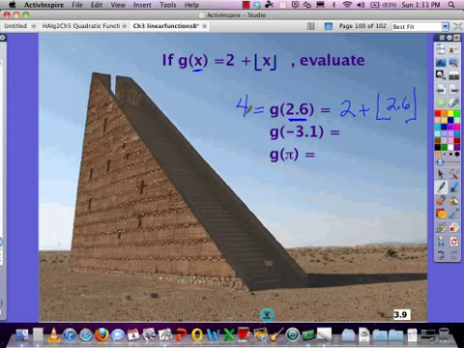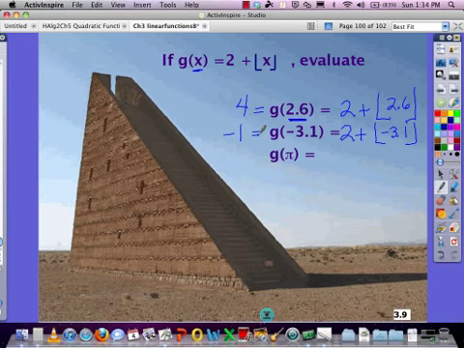Greatest integer function of a negative 3.1. Remember, we're going greater. So we would get a negative 3 in this case when we put it into the function. So 2 plus the greatest integer function of negative 3.1. That alone gives me the negative 3, because you think, what is it between? It's between negative 3 and negative 4. Which one's the greater number? Negative 3 is. Negative 3 plus 2 is negative 1.